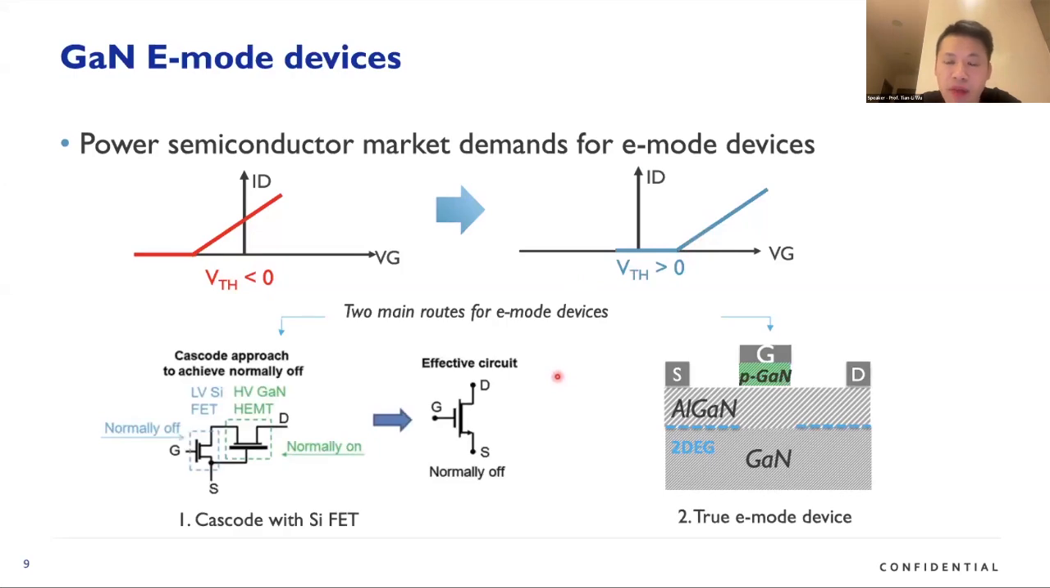And there are two main routes for the enhancement mode device. One is that we can consider using a cascode with a silicon FET. That means we have one low voltage silicon FET in series with a high voltage depletion mode GaN HEMT, and then we can realize a normally off characteristic. Or, on the other hand, we can also directly make a true enhancement mode device. One example here is that we can have P-type gallium nitride on top of AlGaN, and this P-GaN will deplete the two-dimensional electron gas under the gate and realize the enhancement mode characteristic.